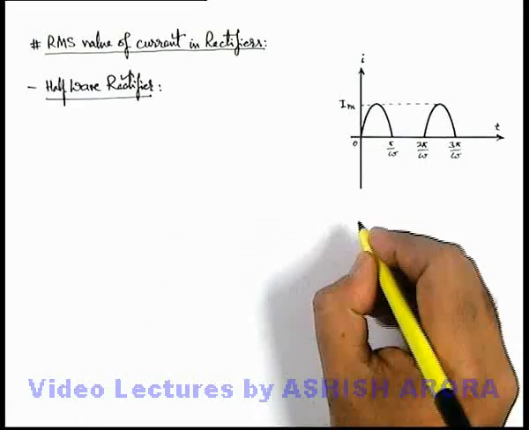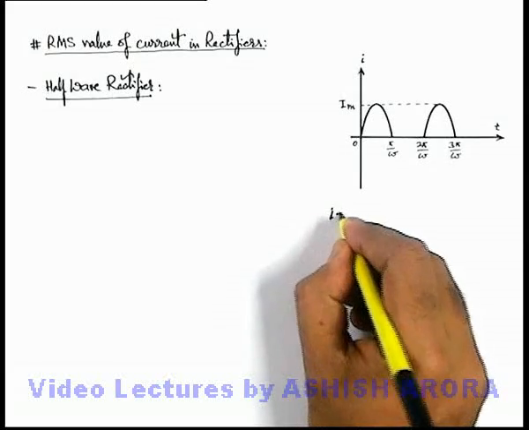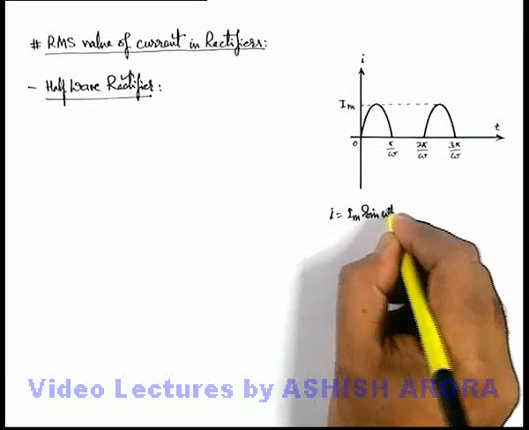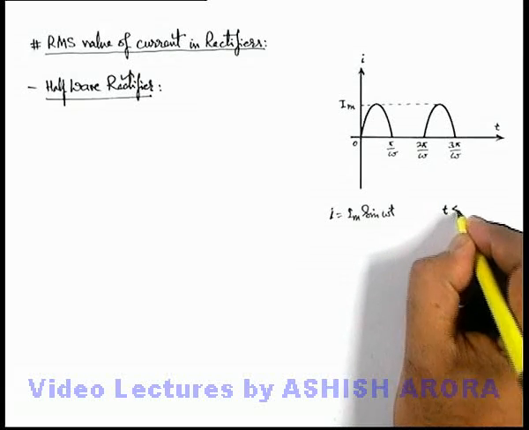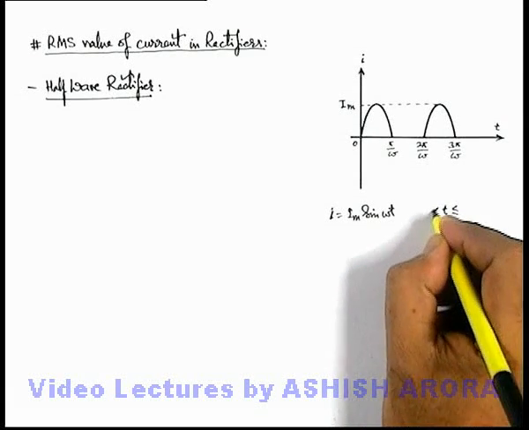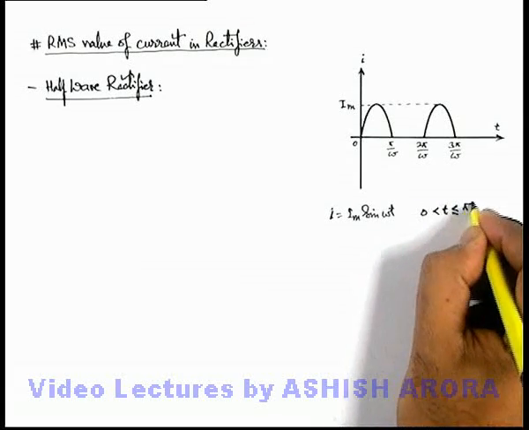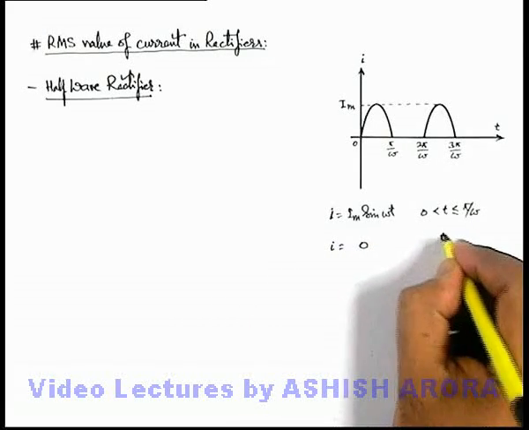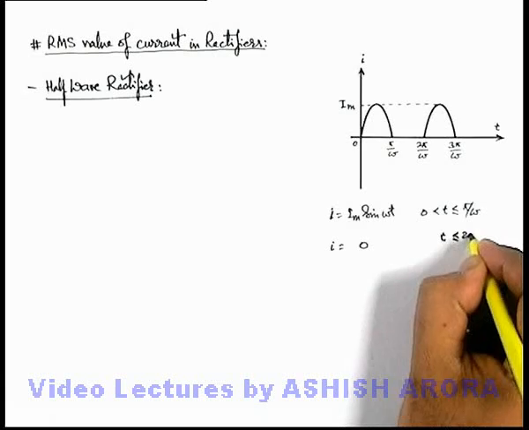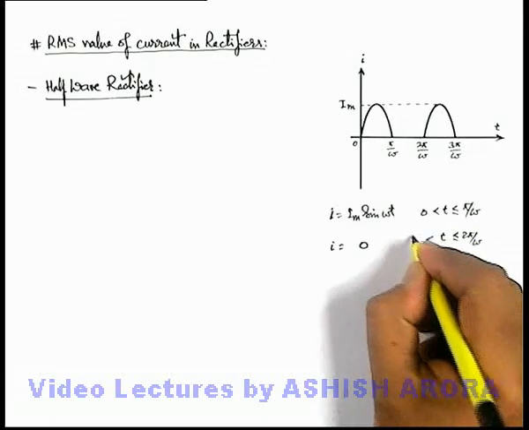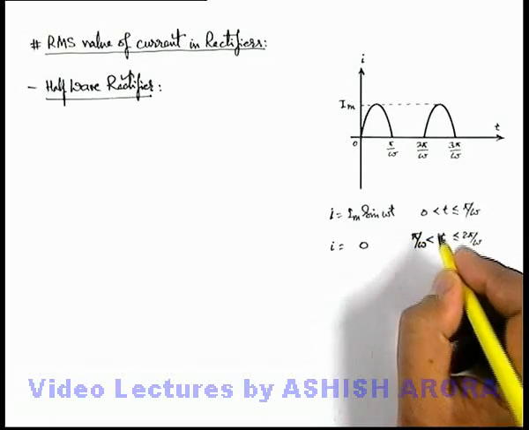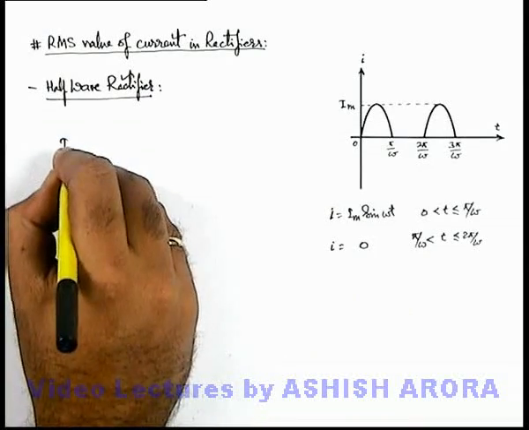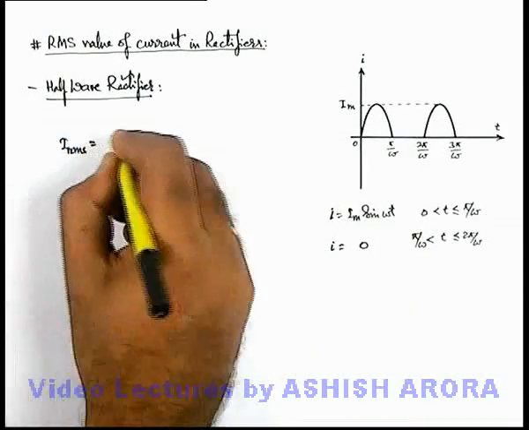Here we can also write the function of current as Im sin omega t, where time is for the first half cycle, that is from 0 to pi by omega. And the value of current remains 0 for the next half cycle, that is from pi by omega to 2 pi by omega.